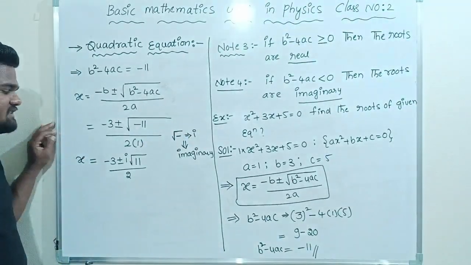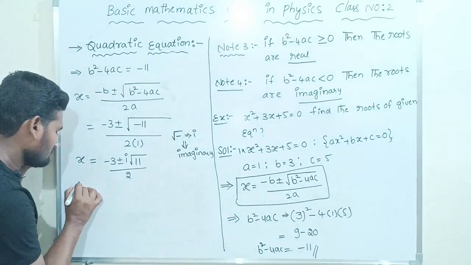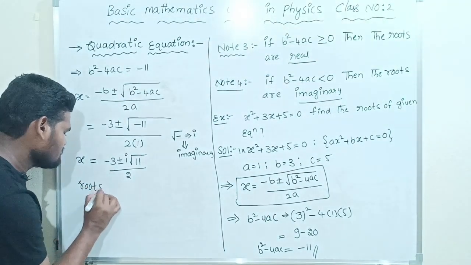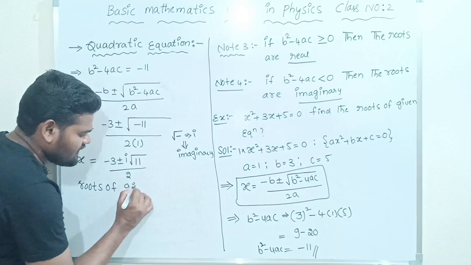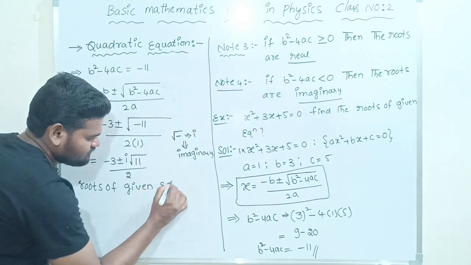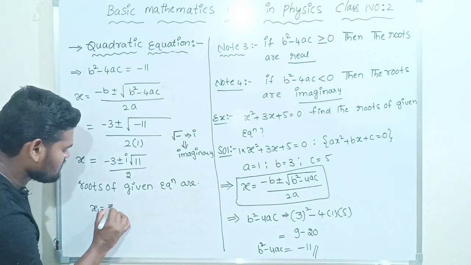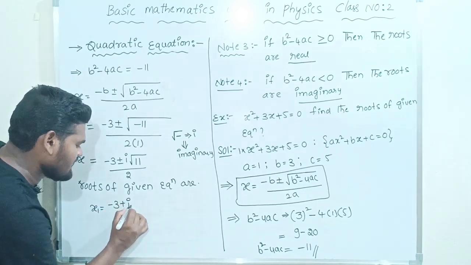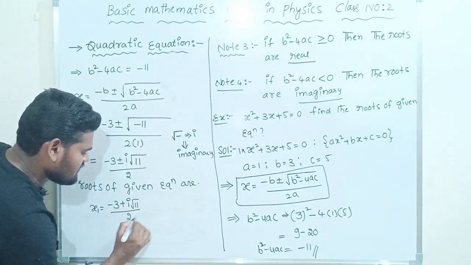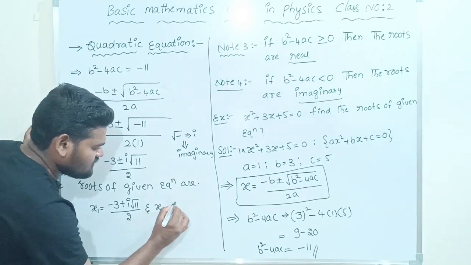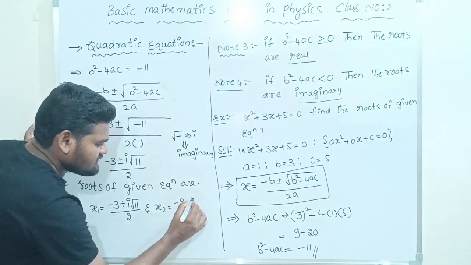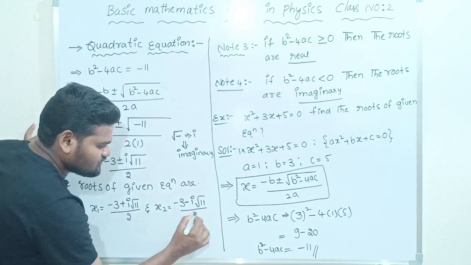So this is what x is equal to. Then what we have to write? Roots. So the roots of the given equation are x1 is equal to minus 3 plus i into root 11 by 2, and x2 is equal to minus 3 minus i into root 11 by 2.